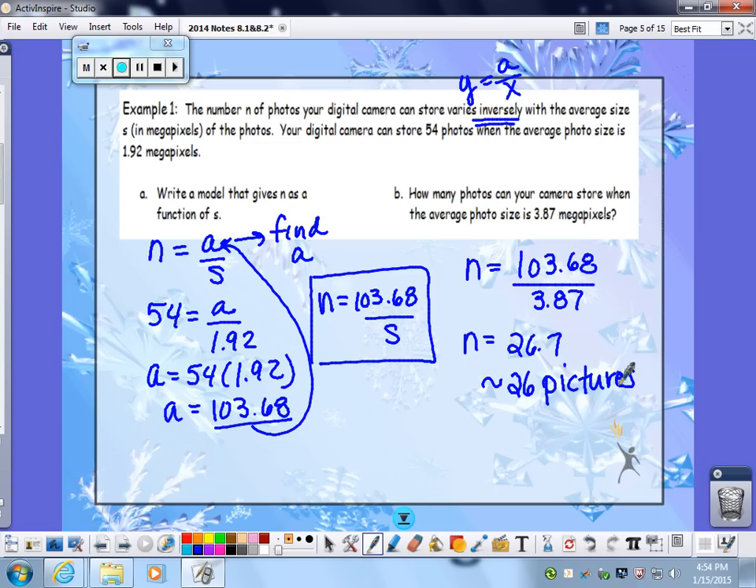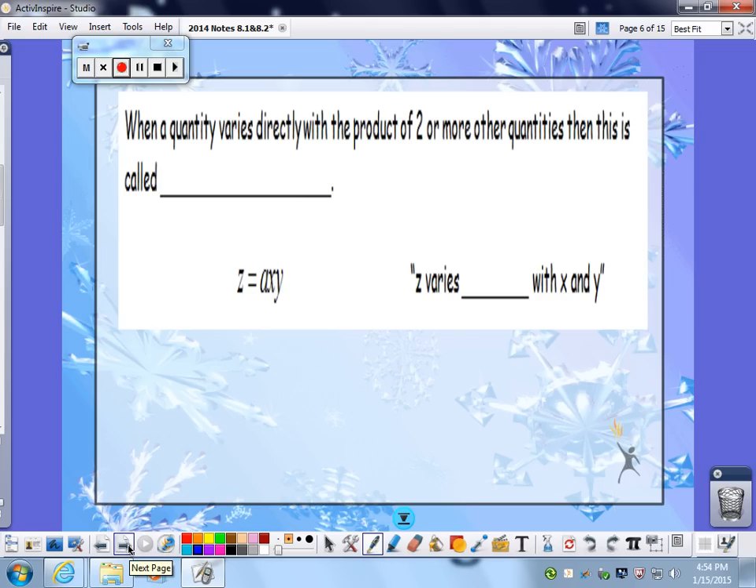All right, let's look at another example. When a quantity varies directly with a product of two or more other quantities, this is called joint variation. So here again, that A is our constant of variation, but this time instead of having just one variable, we vary with more. So joint variation doesn't have to be two, it can be two or more. So you're looking for the words Z varies jointly with X and Y.